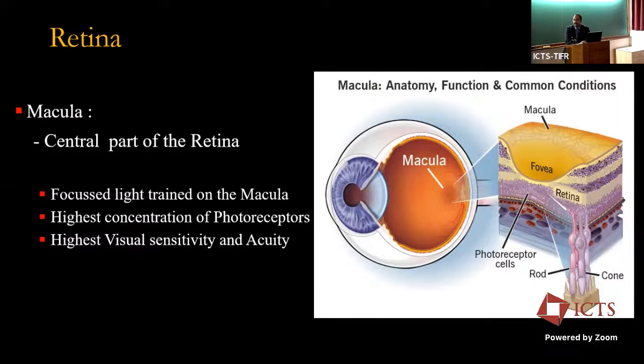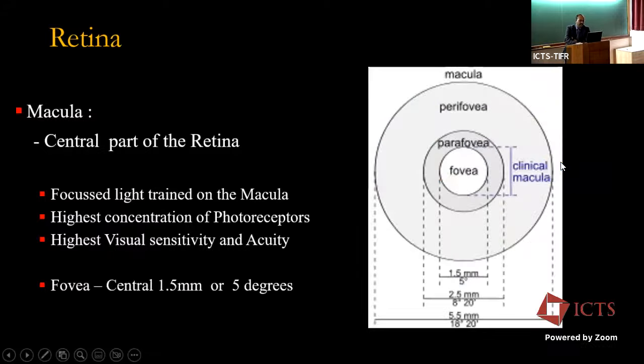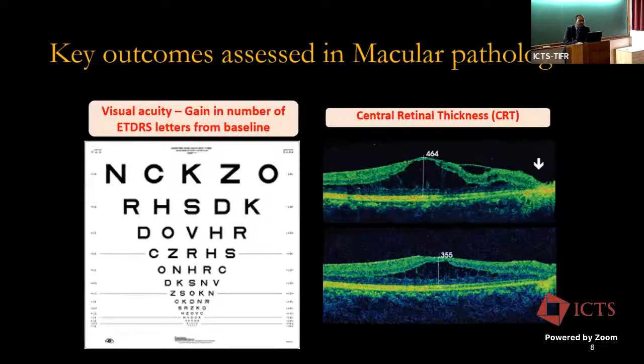In the center of the macula is the fovea, which is a depression or a dimpling or an umbilication, as you can see here. And this is the central 1.5 millimeters or the central 5 degrees and the area of the absolute highest visual acuity. And as you go away from that, you have the parafovea and the perifovea, where there are receding levels of visual acuity. Now, what are the key outcomes that we assess in macular pathologies? Obviously, function in terms of vision, visual acuity gain or loss in number of letters, and the central retinal thickness, which is the anatomy. So you have structure and anatomy being assessed.